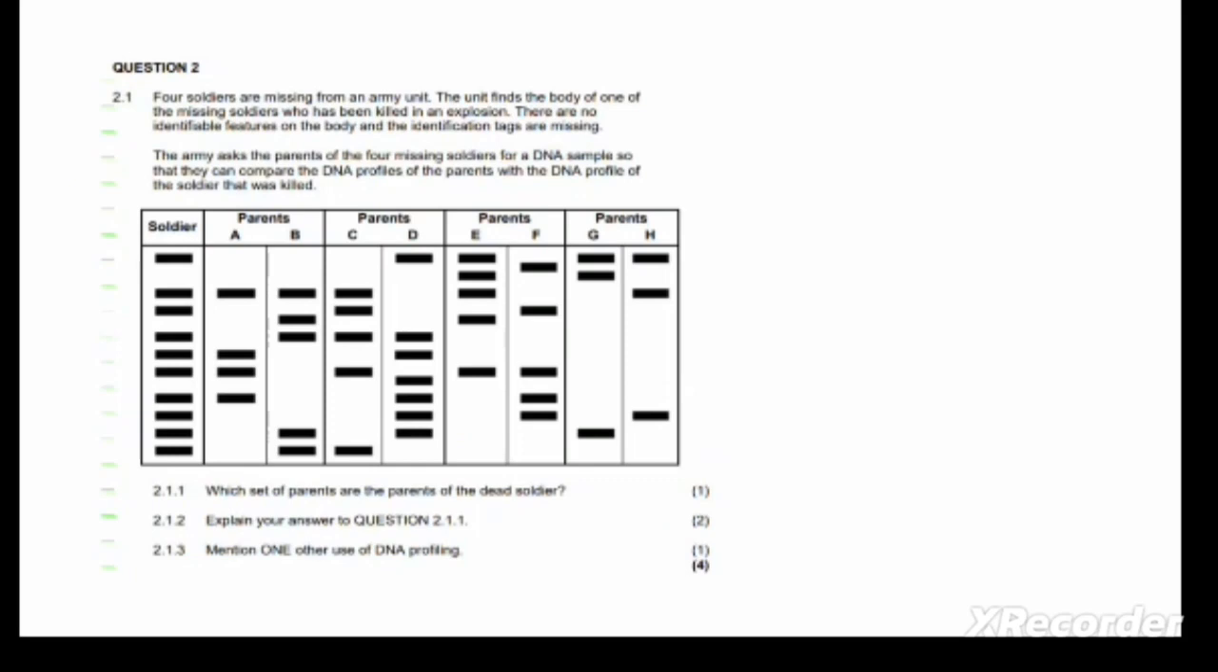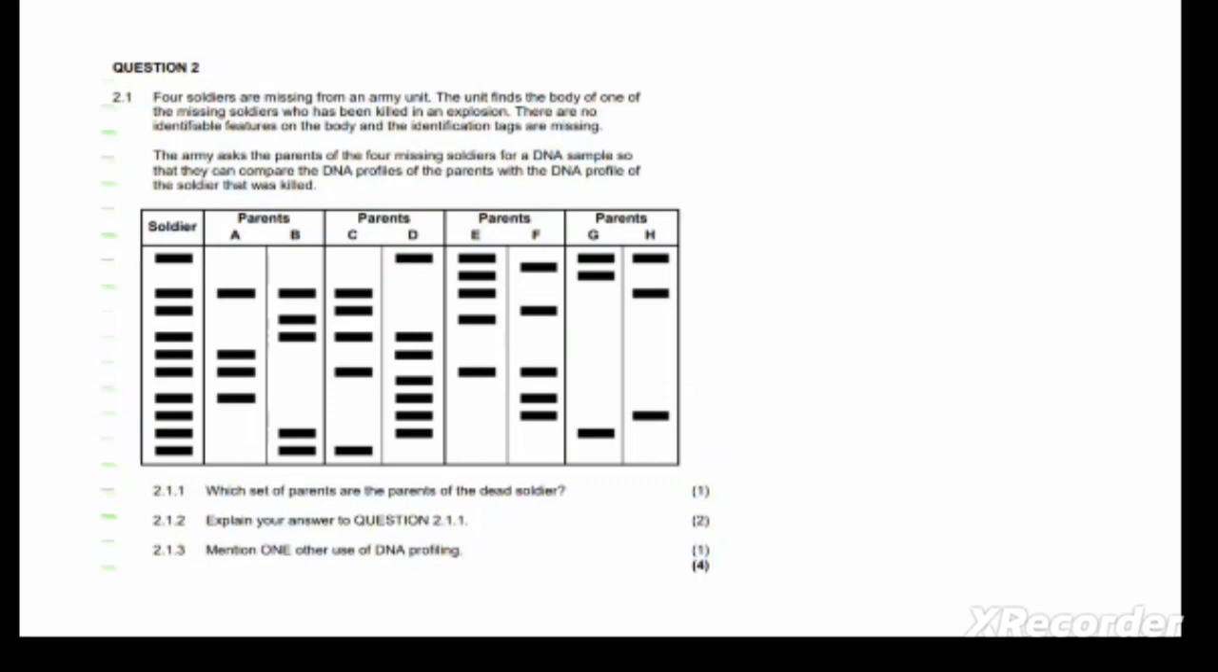It says that 4 soldiers are missing from an army unit. The unit finds the body of one of the soldiers that is missing. They have been killed in an explosion. There are no identifiable features on the body, and the identification tags are also missing. So the army asks the parents of the 4 missing soldiers for a DNA sample so they can compare the DNA profiles of the parents with the DNA profile of the soldier that was killed. So you're going to look at the DNA bands of the soldier compared with all the parents.